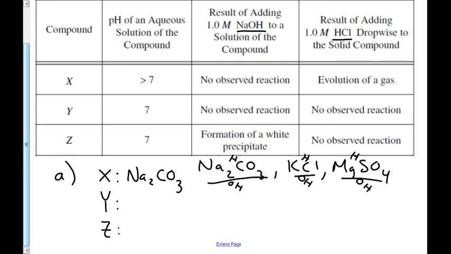Okay? Let's talk about a couple other things with that. Maybe you want to double check. If you put OH in there, what does it mean for no observation? It means that it's not going to make a precipitate. So OH with NaOH, that's really soluble. You're done, by the way, right? Because NaOH, the Na is not going to do anything.